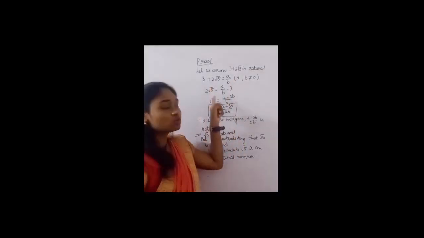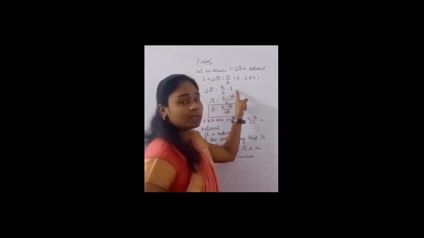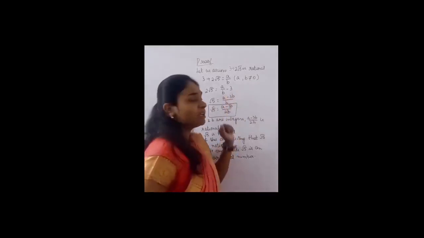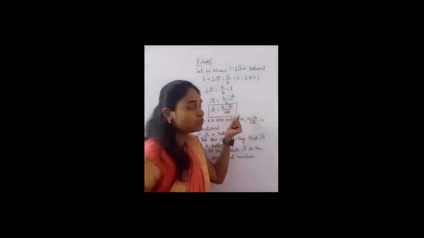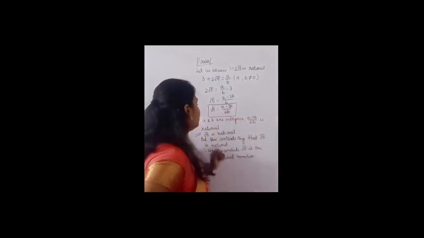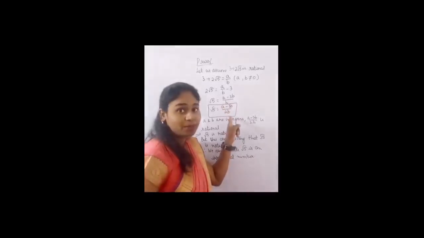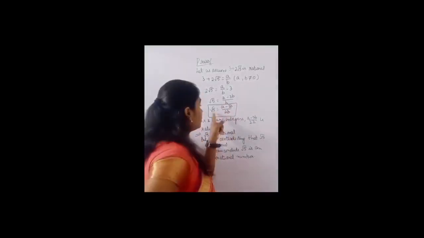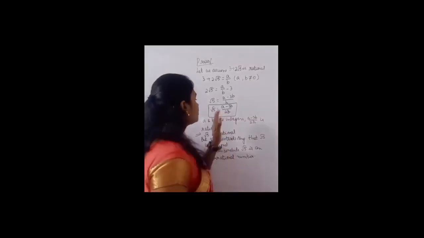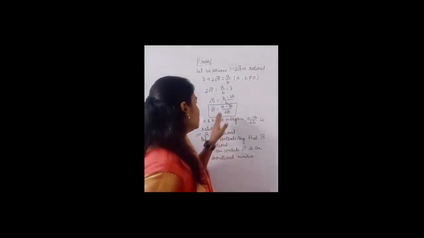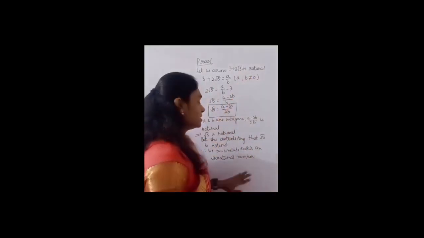Then I need only this root 5, only the irrational. So I get root 5 is equal to, when I take LCM in RHS, a minus 3b by b. Then shifting this 2 to RHS, we get root 5 is equal to a minus 3b divided by 2b. Therefore, a and b are integers, so a minus 3b divided by 2b is a rational number. But root 5 is an irrational number, so these two are not equal. Therefore, it contradicts the fact that root 5 is a rational number. Therefore, we can conclude that 3 plus 2 root 5 is an irrational number.